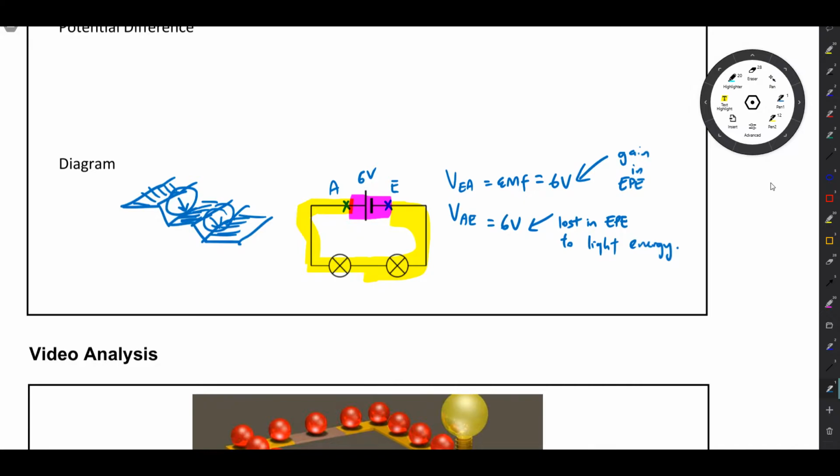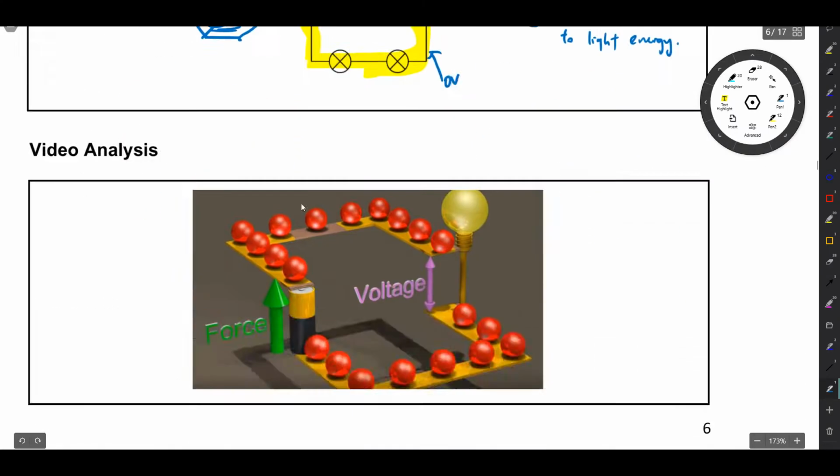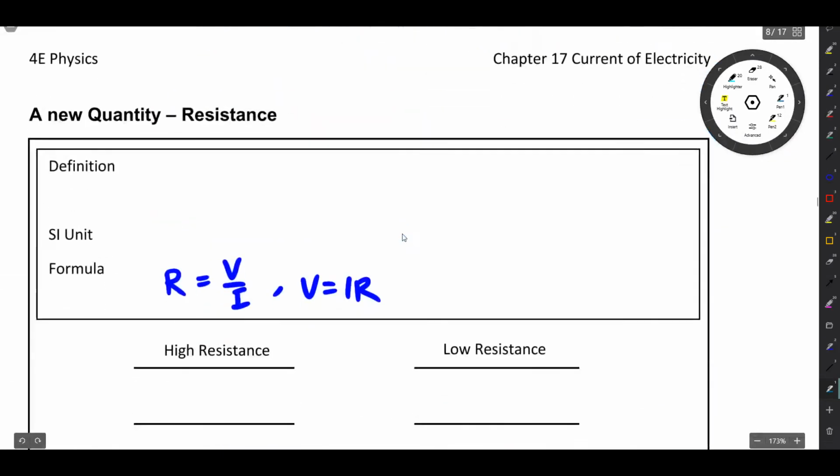A very common misconception is that if the potential is 0 volt, current is not moving. But it's not true. Even though it's 0 volt, the electrons are still moving because this is a closed circuit. So I think we are done with the idea of potential. This one I went through the other time.